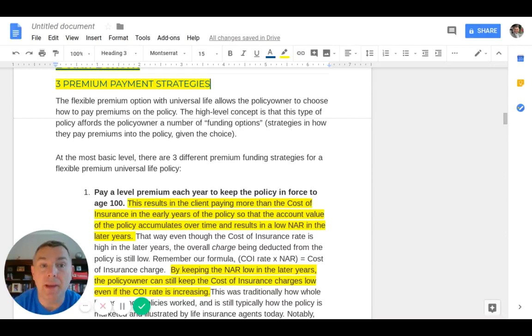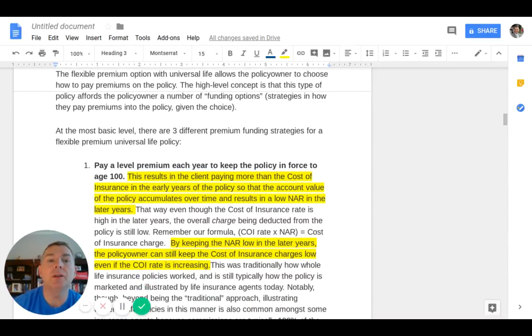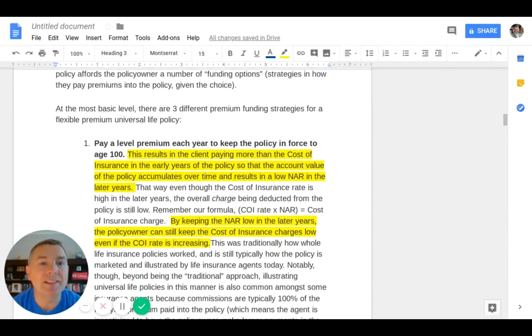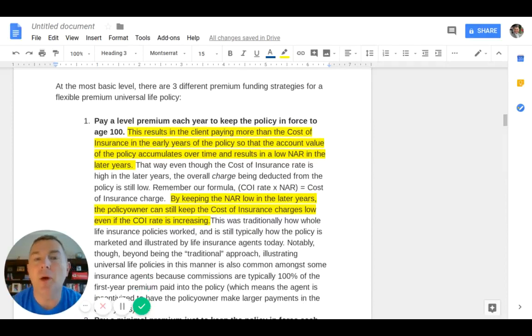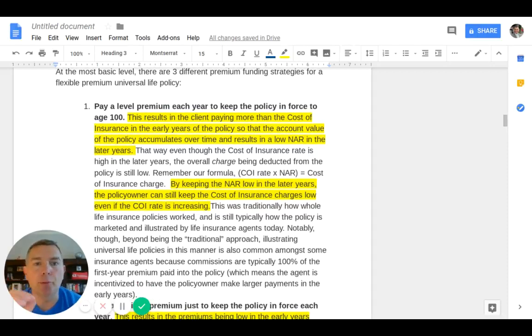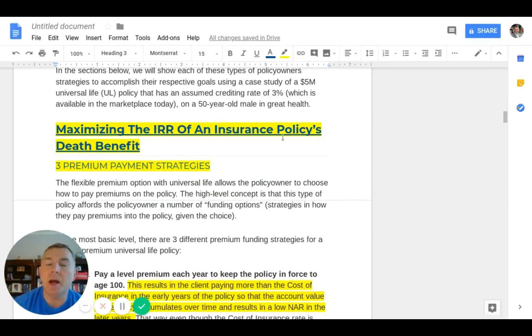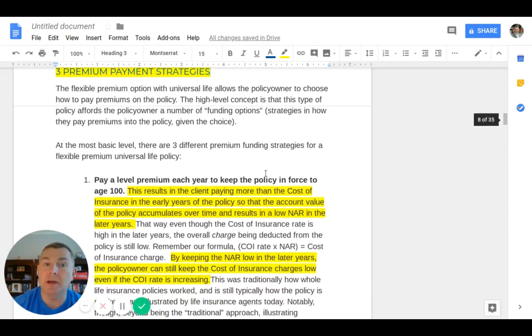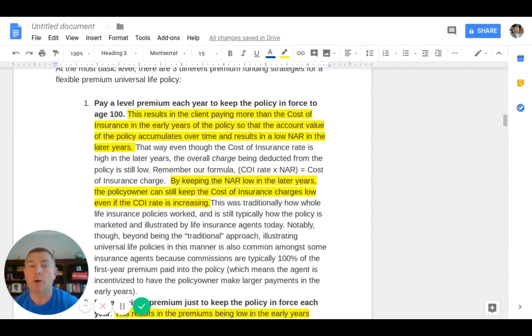Strategies and how they pay the premiums into the policy given the choice. At the most basic level, there are 3 different funding strategies for a flexible premium universal life insurance policy. Option 1: pay a level premium each year to keep the policy in force to age 100. Now remember, this is under the context they're trying to maximize the internal rate of return on the death benefit. Okay, so remember, that's what we're trying to accomplish here.